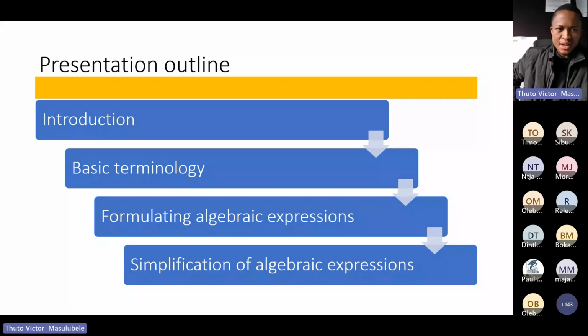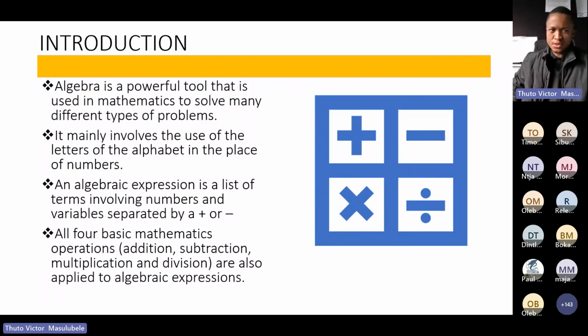Now, the presentation outline, grade 8, is that I'll be doing the introduction, then covering the basic terminology, formulating algebraic expressions, and then we'll be simplifying algebraic expressions as well. And that will lead us to the end of our presentation today.